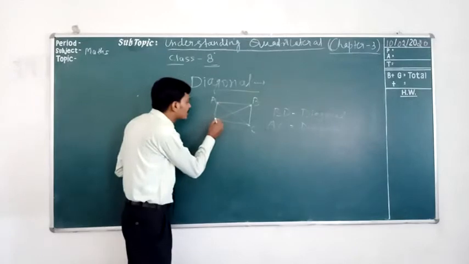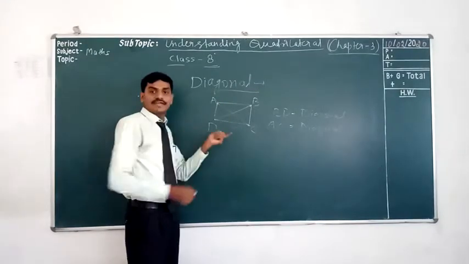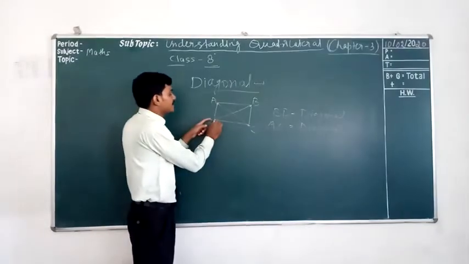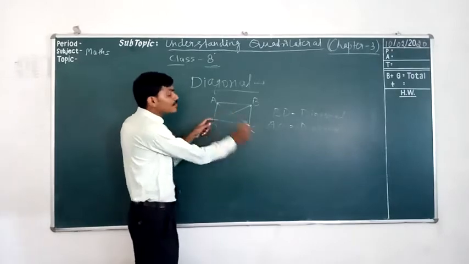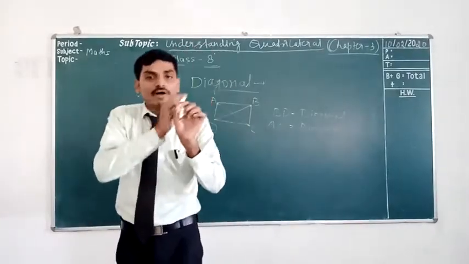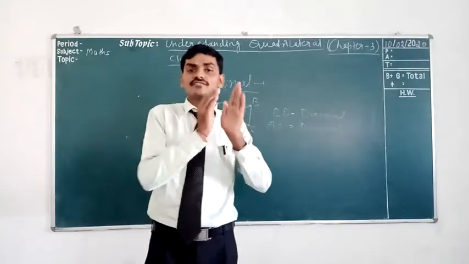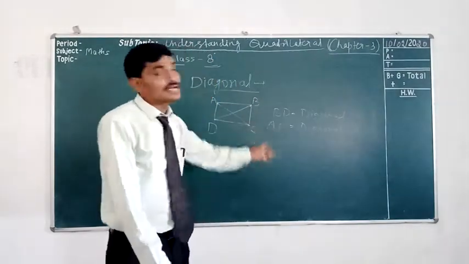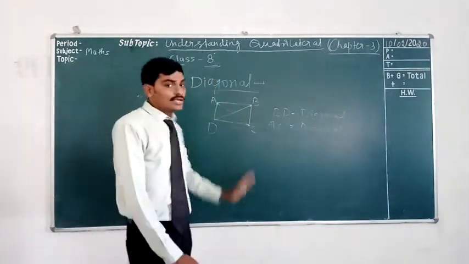These are consecutive vertices: A and D are consecutive, and leaving D, A and C are non-consecutive vertices of the polygon. If we join the non-consecutive vertices of the polygon, we get the diagonal.